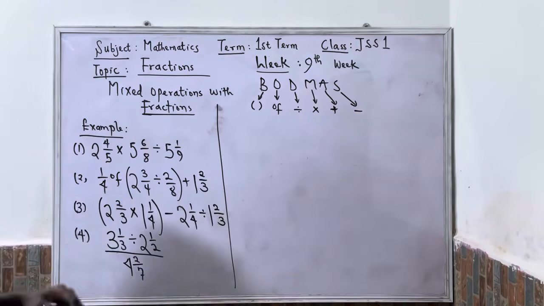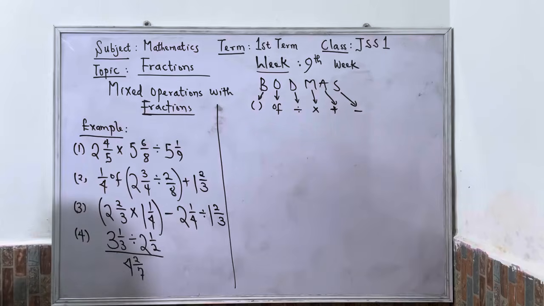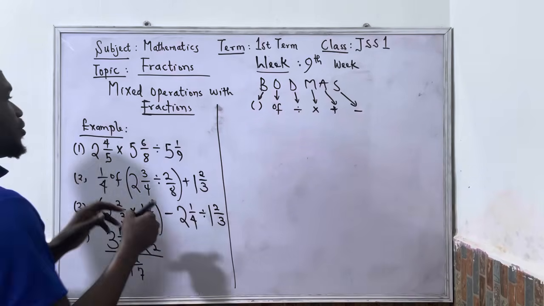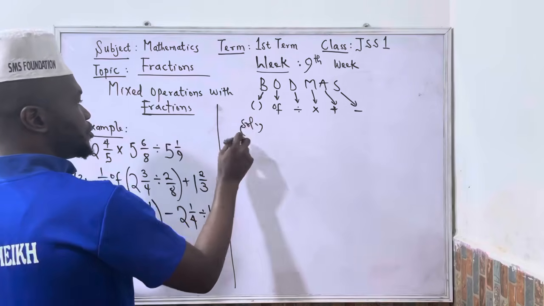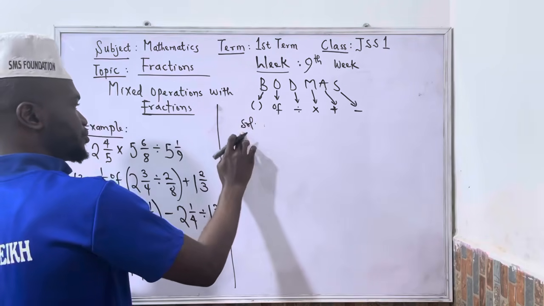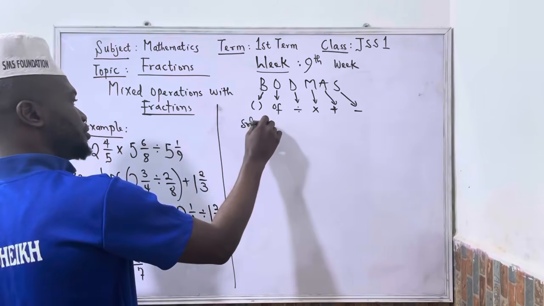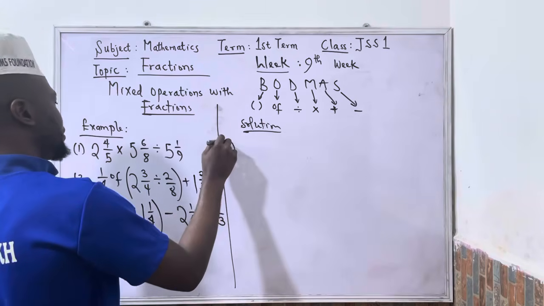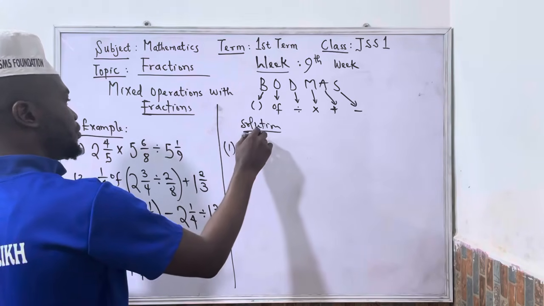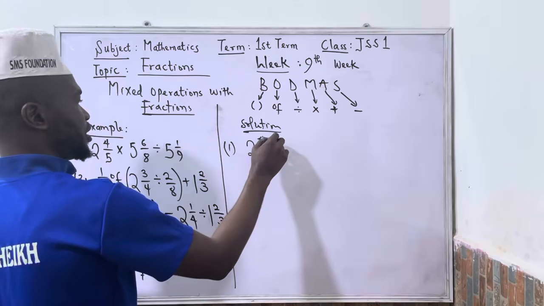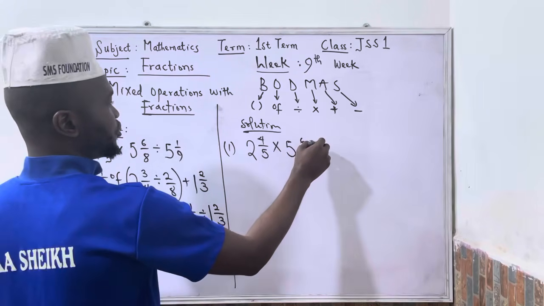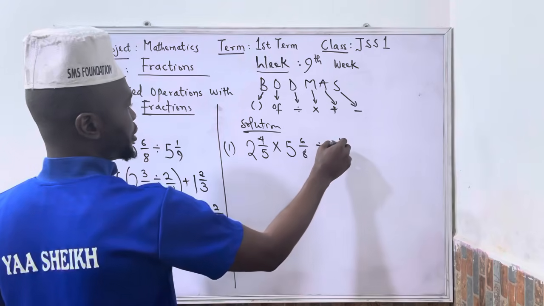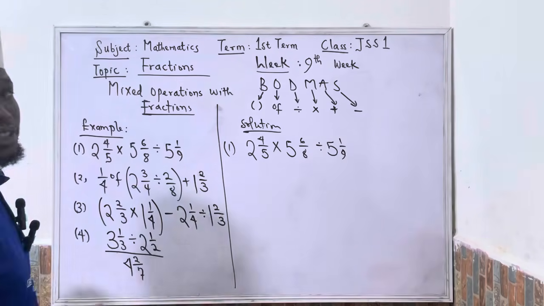So now I apply that rule to do these questions. Let me do number one first. Solution. Let's start with number one. Number one says 2 whole number 4/5 times 5 whole number 6/8 divided by 5 whole number 1/9. Interesting.